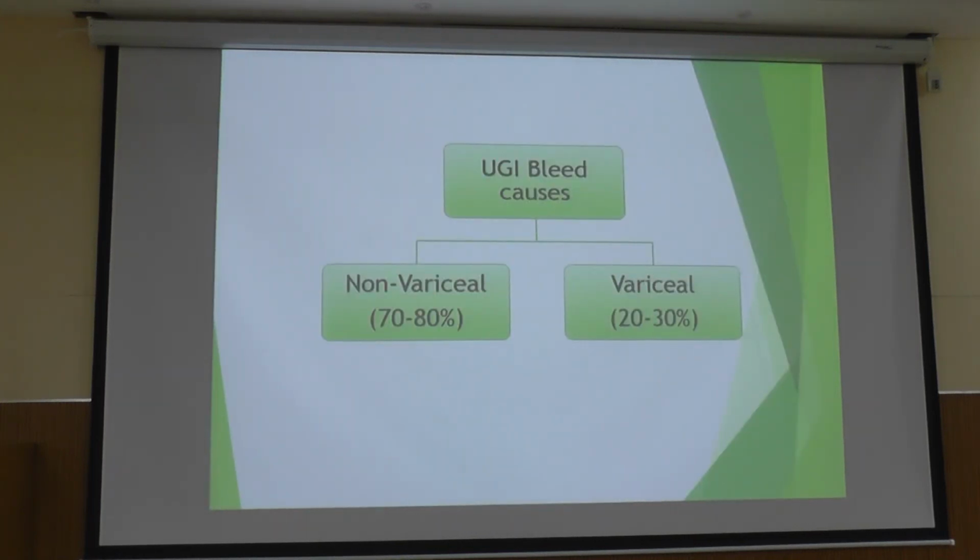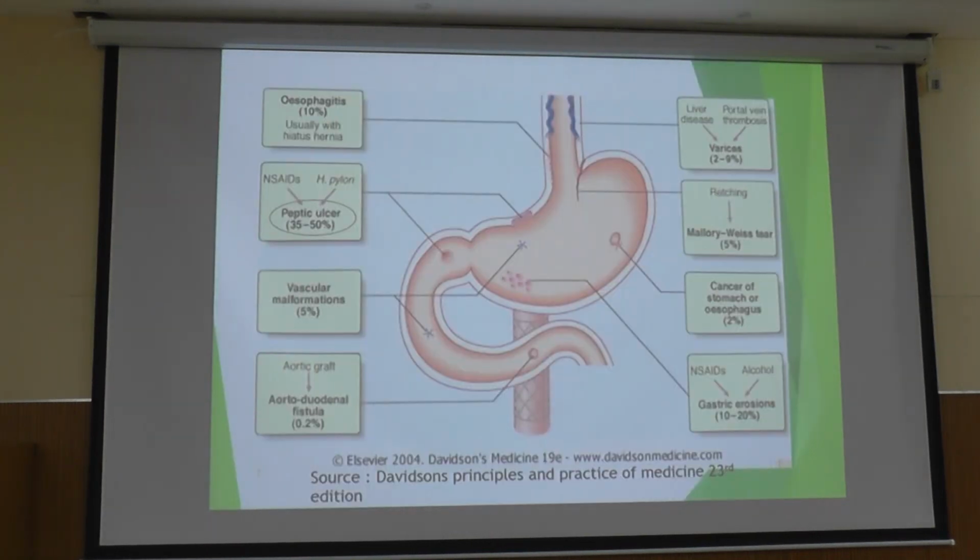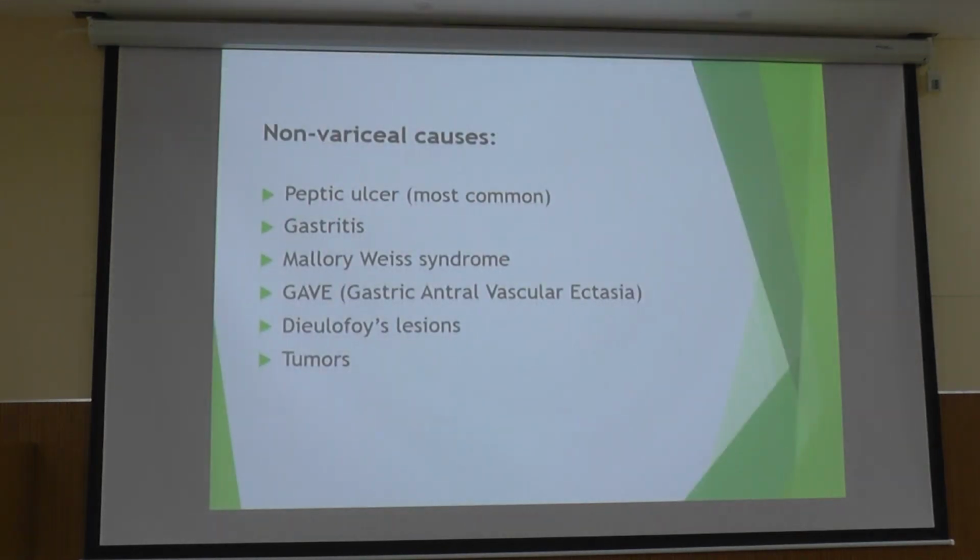Coming to the etiology of upper GI bleed, the causes can be classified as non-variceal causes and variceal causes. In this diagram, we can see various causes which are leading to the upper GI bleed. As you can see, peptic ulcer disease contributes the most, and it is a non-variceal cause. So we say that non-variceal cause is the most common cause of upper GI bleed. These are the various non-variceal causes. We'll be discussing each of them briefly.